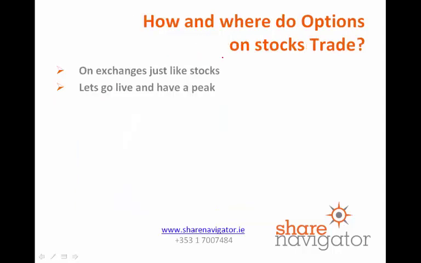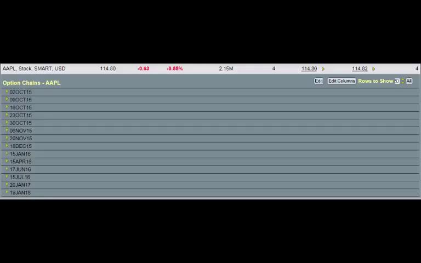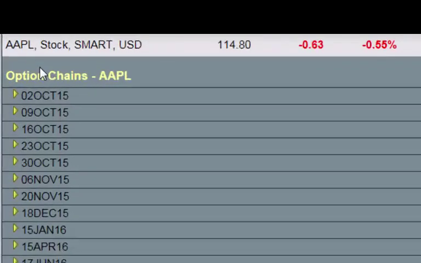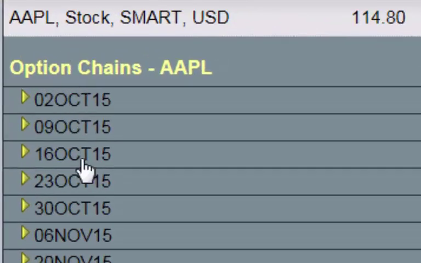So how and where do options on stocks trade? We're going to show you an example of what a real life trading platform looks like and how the options are priced. So we'll go live and do that right now. So now we're here in an option quote screen. We're on an online broker, Interactive Brokers, and we're looking at the option chains for Apple. The first thing you're going to see here is a list of expiry dates. So remember, the expiry date is the agreement date.